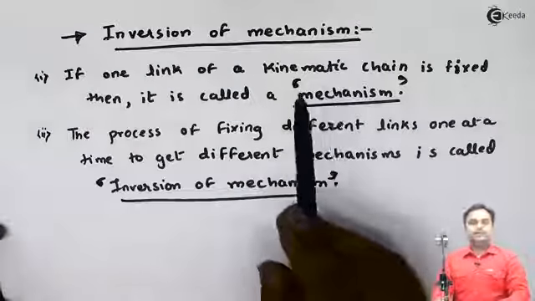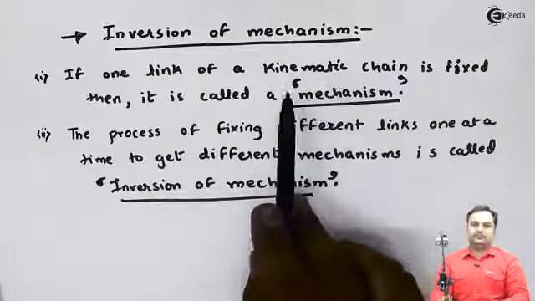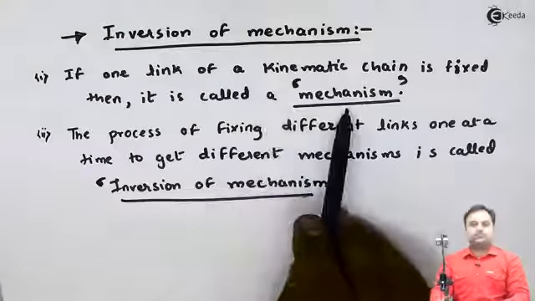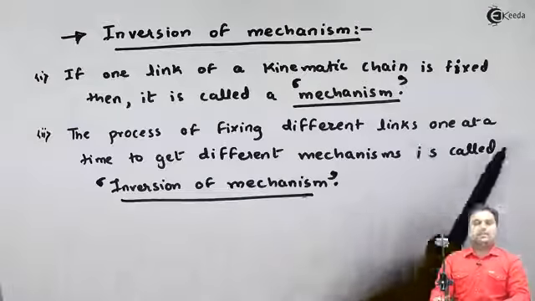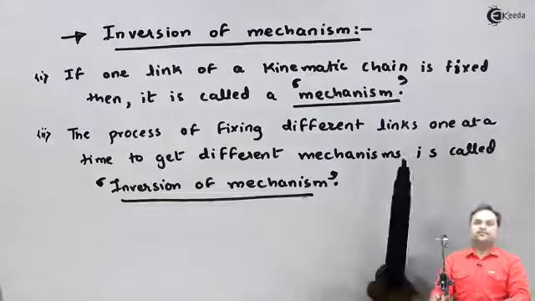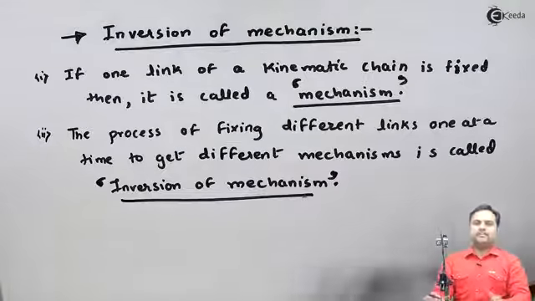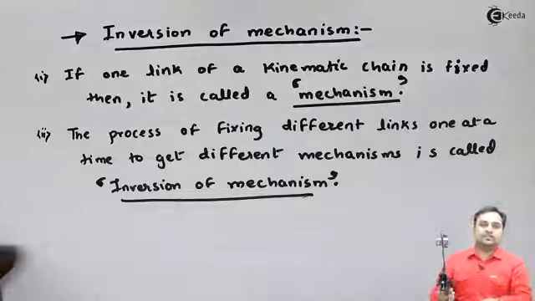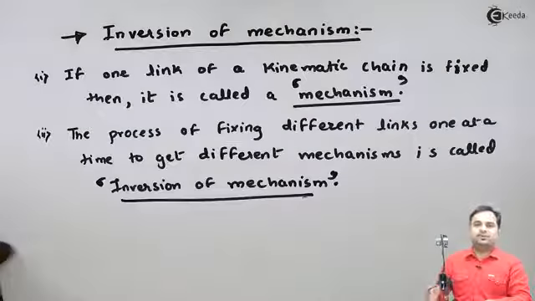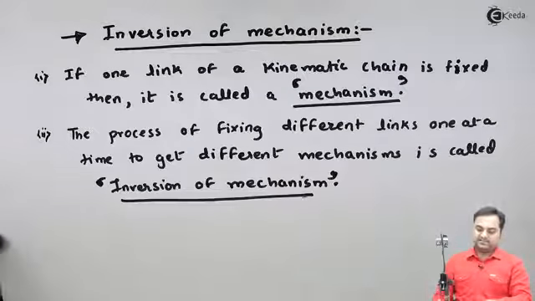Now, as we can see here, if we have a kinematic chain and we are fixing one of the links of the kinematic chain, then it is called a mechanism. And the process of fixing the links one at a time, that is, if we are fixing the first link, then next time we are fixing the second link, then the third and fourth link. So when we are fixing different links, we get different mechanisms, and that process of fixing one link at a time to get different mechanisms is called inversion of mechanism.